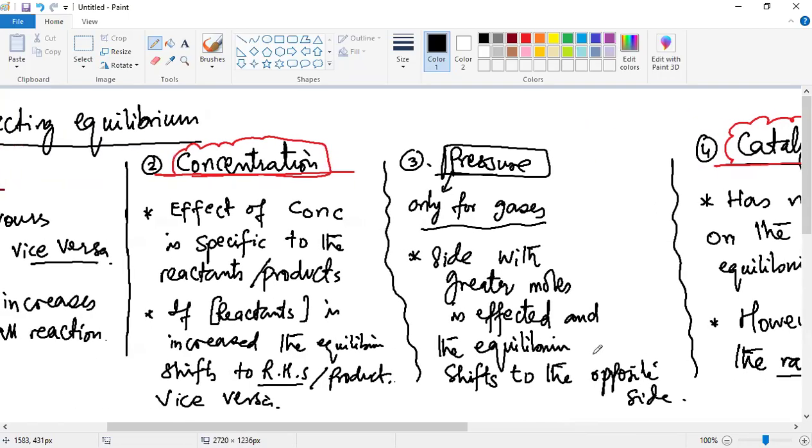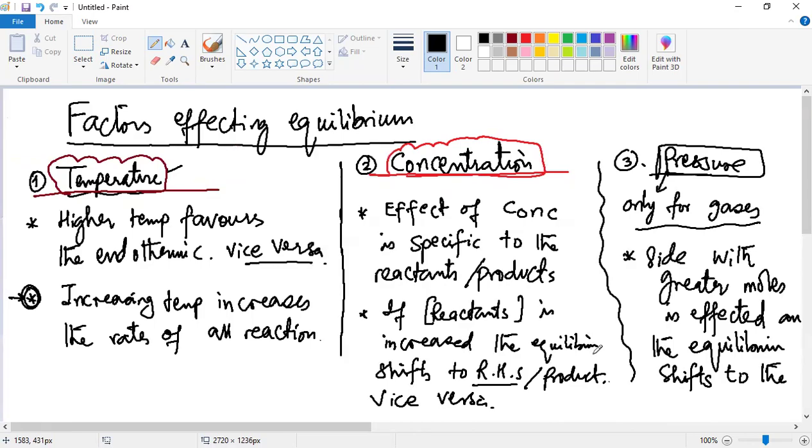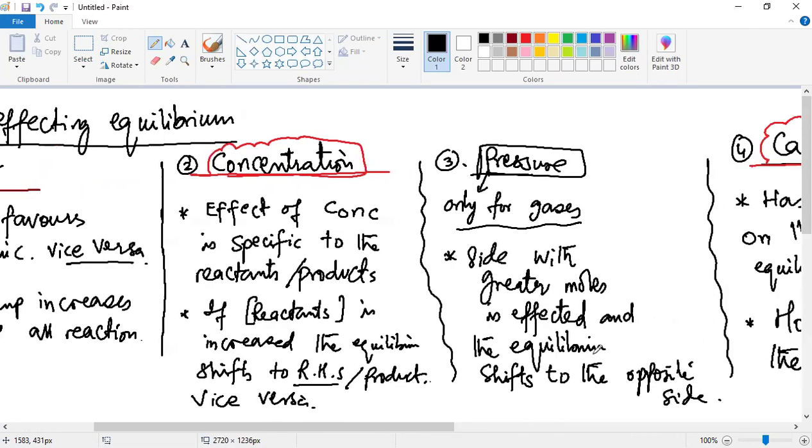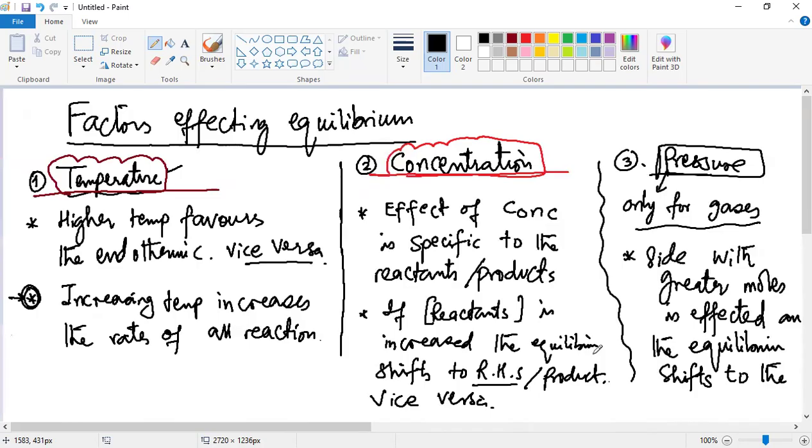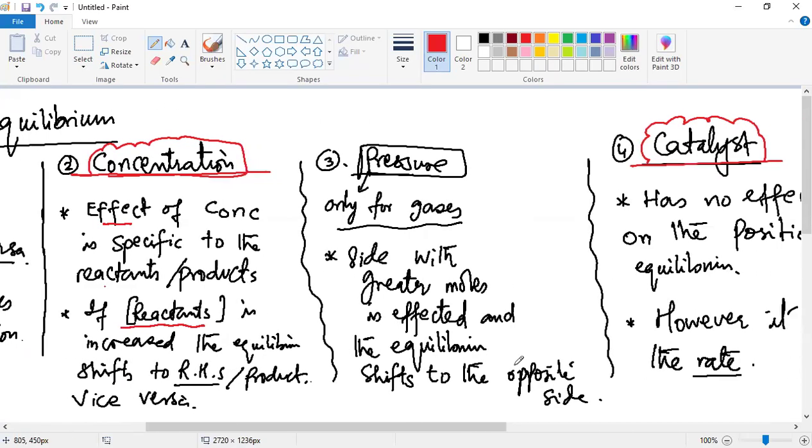So I've just written the main factors which affect the equilibrium position: temperature, concentration, pressure, catalyst. In temperature, higher temperature favors the endothermic side, and increasing temperature increases the rates of all reactions, forward and backward, but the endothermic side increases more. Concentration's effect is specific to the side. If you increase reactant concentration, then the rate of forward reaction would increase, while if you increase product, the rate of backward reaction would increase.